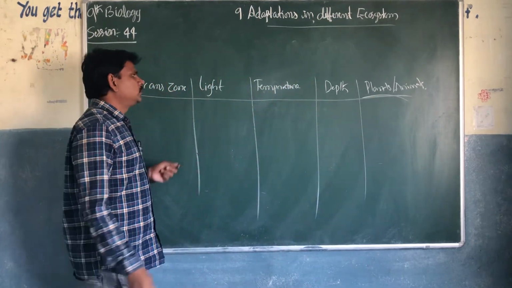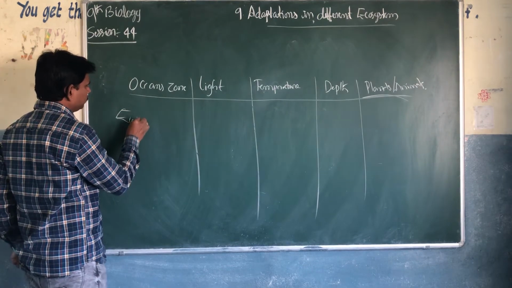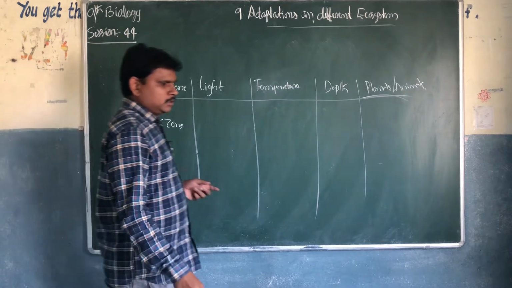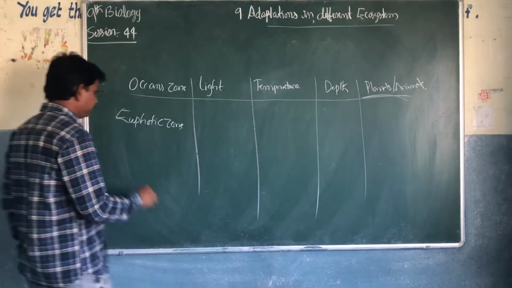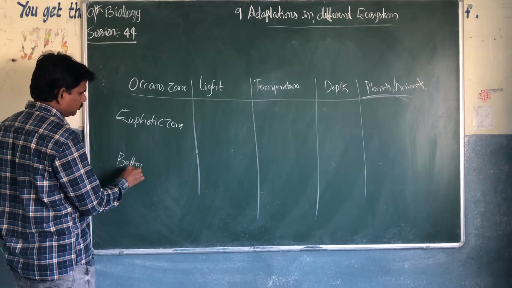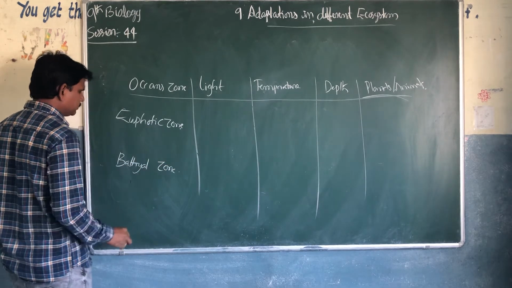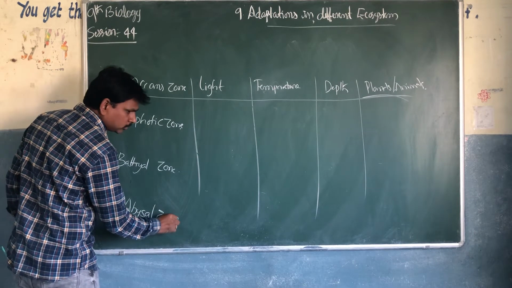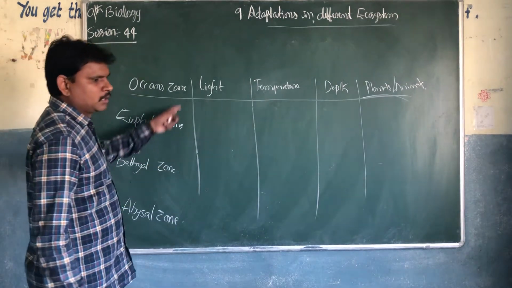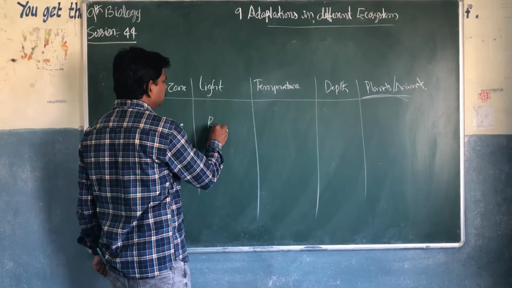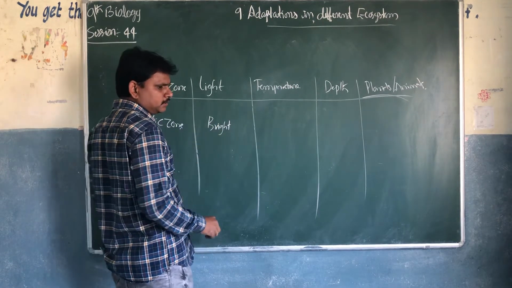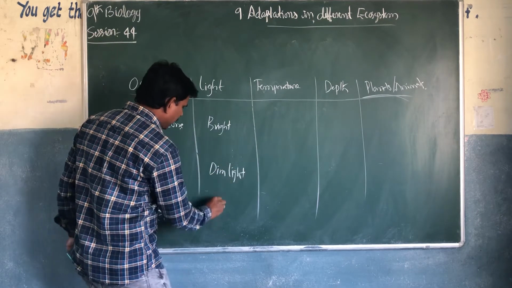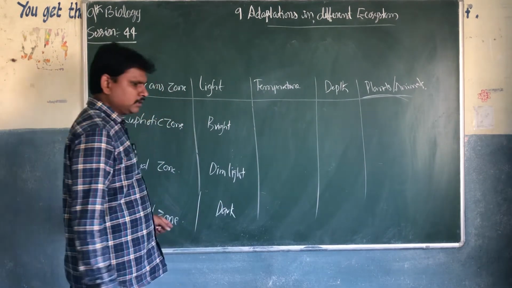First one is the euphotic zone. Second one is the bathyl zone. Last one is the abyssal zone. For light: bright light, dim light, and dark. There is no light in this particular zone.